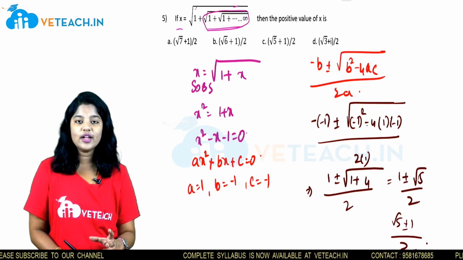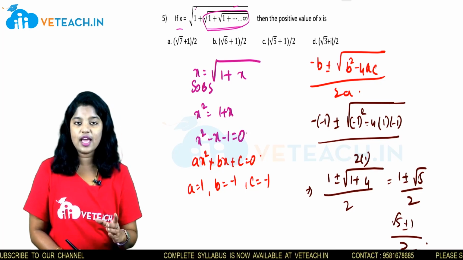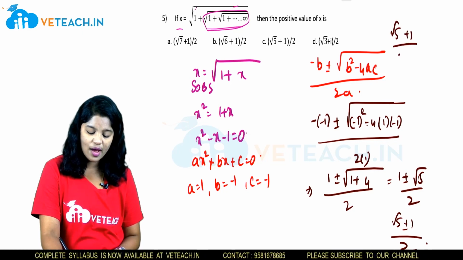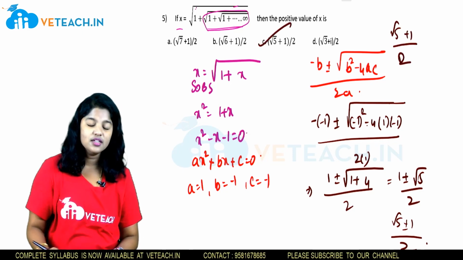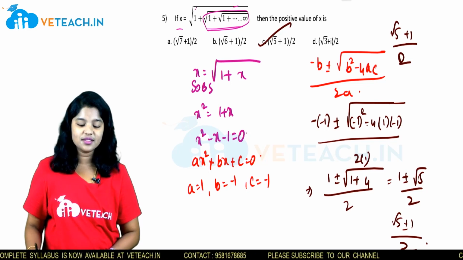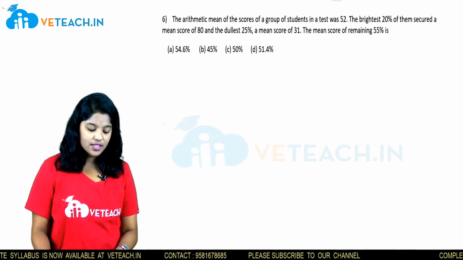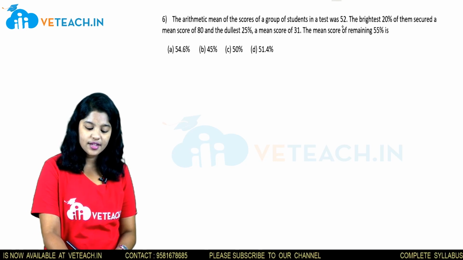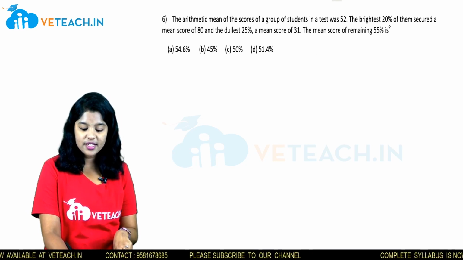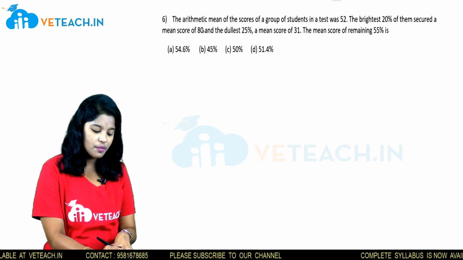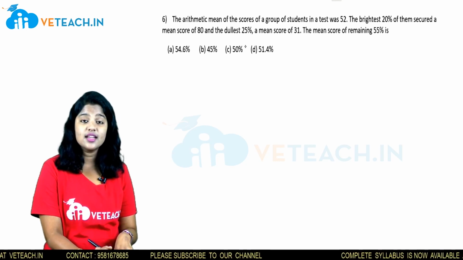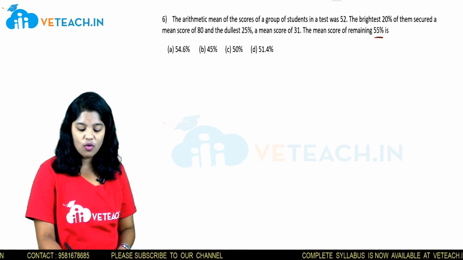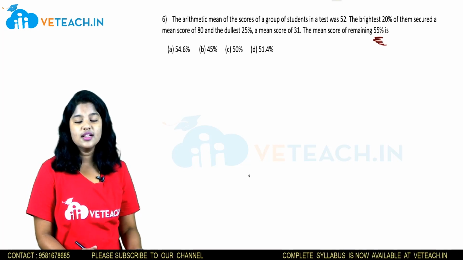So the positive value of x, they have asked the positive value. So root of 5 plus 1 by 2 is our answer. So option C is our correct answer. See the next question. The arithmetic mean of the scores of a group of students in a test is 52. The brightest 20% of them scored a mean of 80 and the dullest 25% a mean score of 31. The mean score of the remaining 55% is.